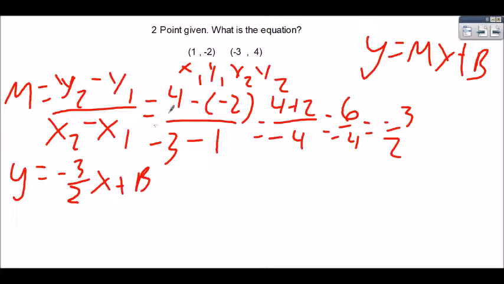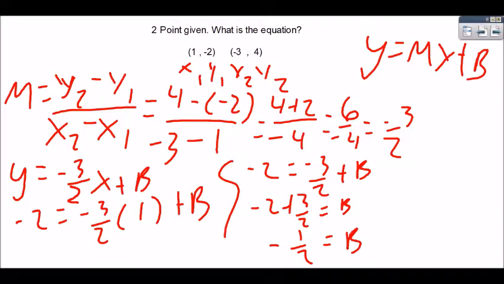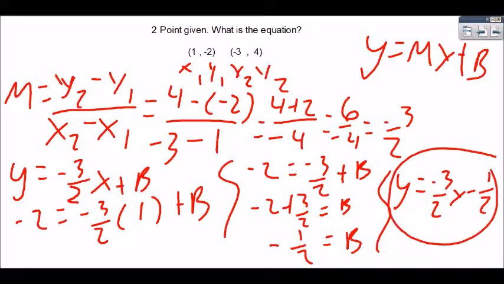To find b, I go back to my original, and again, it doesn't matter which one I pick, but I'm going to pick a point, and I say I know what x is, I know what y is. So y is going to be -2, and x is going to be 1. And I got that from -2 for y and 1 for x. And I'm just going to solve for b. Now that I have b, I can go back to my original equation and plug in my m and b, and there's my equation for the line that goes through these 2 points.